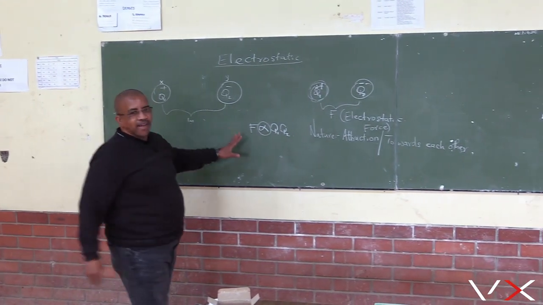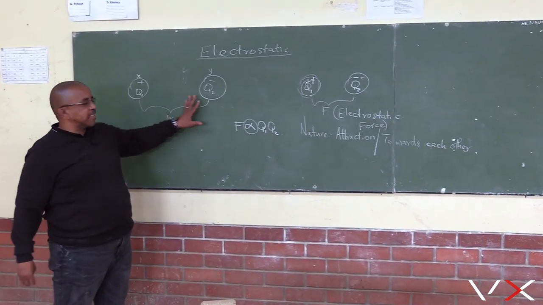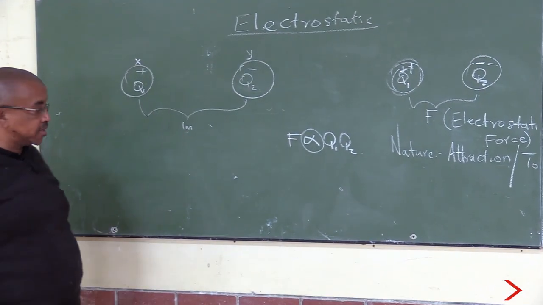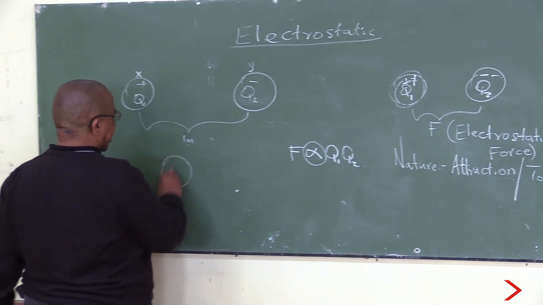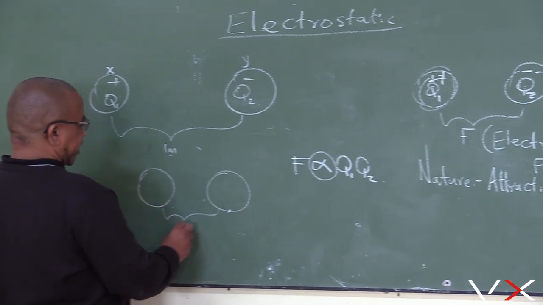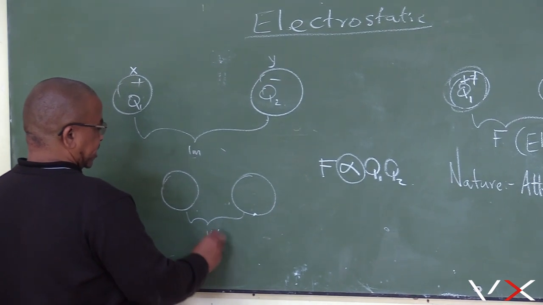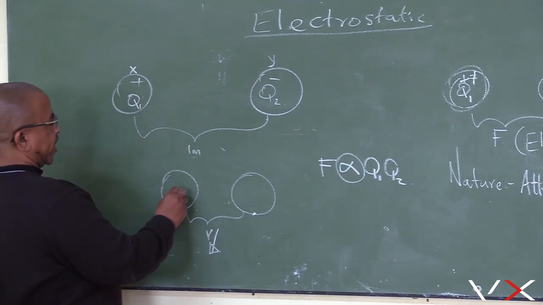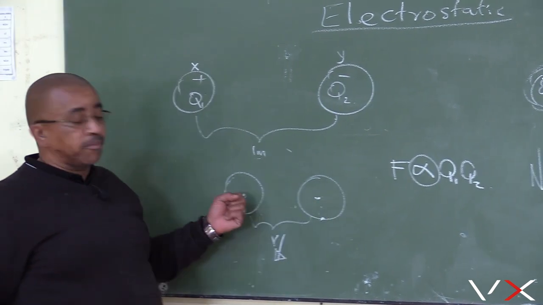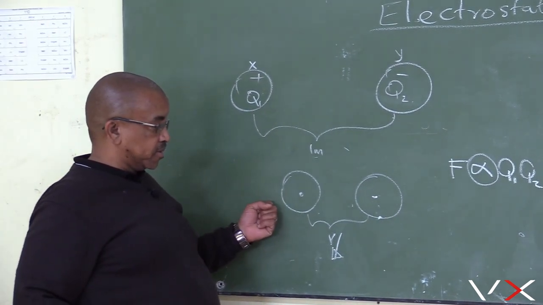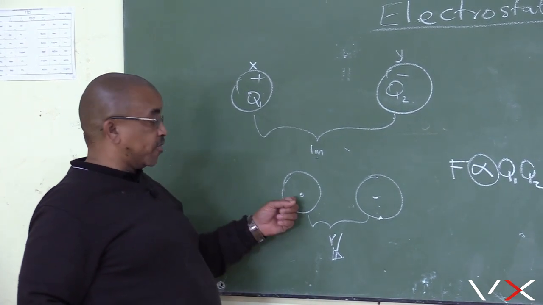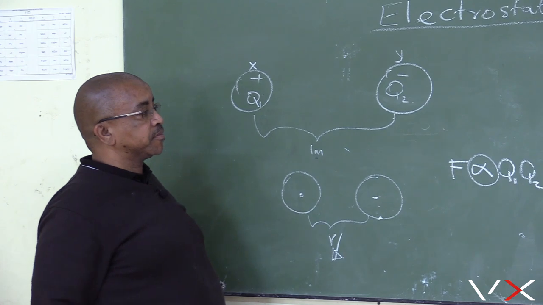So now, if the distance is increased, the electrostatic force decreases. If the distance becomes less, we're talking here of the radius, where the force is between the spherical bodies. So if the radius or the distance becomes less, then the force becomes more.